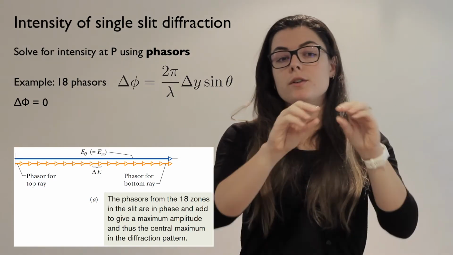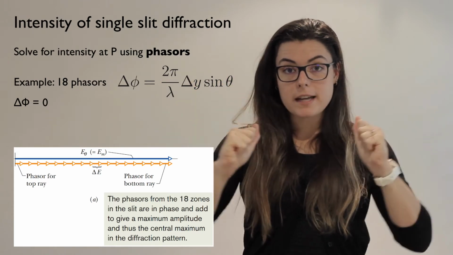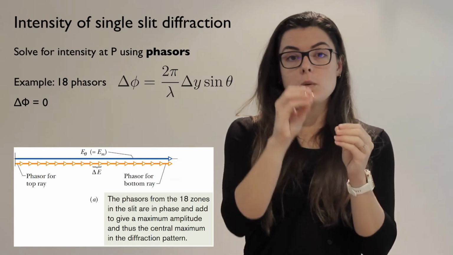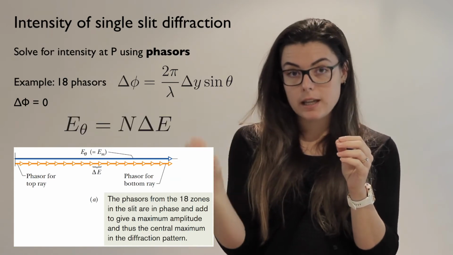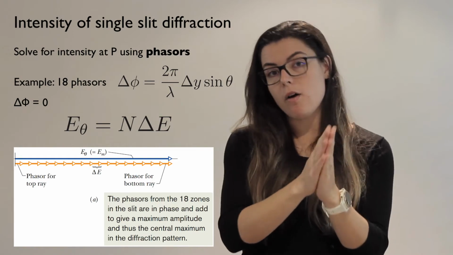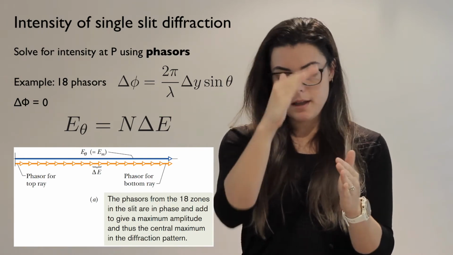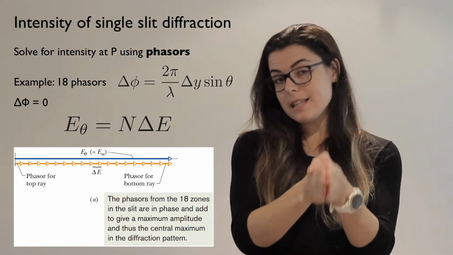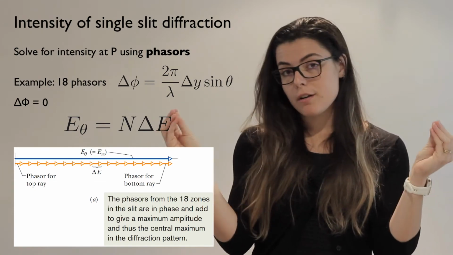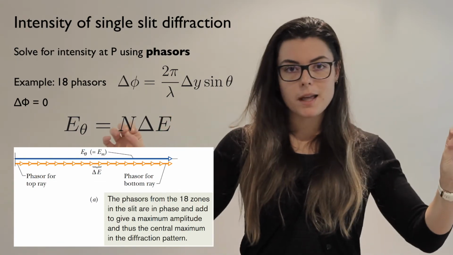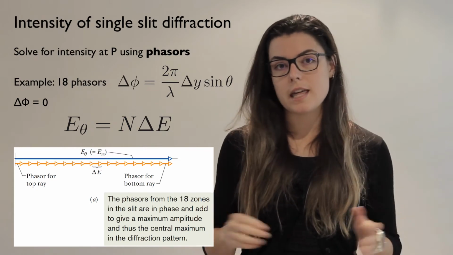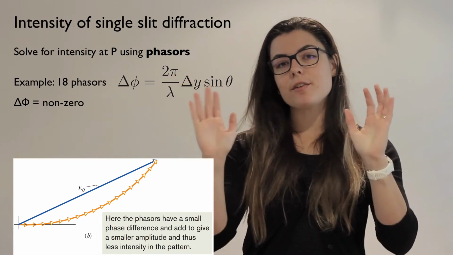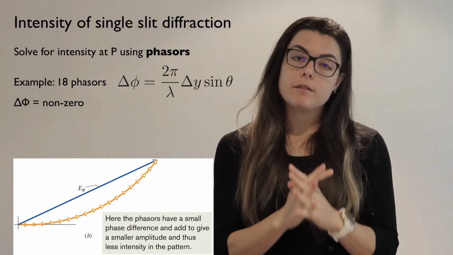Therefore, the amplitude of our resultant vector, E theta, at this point is going to be at a maximum. It's going to equal N multiplied by delta E, N here being the number of zones that we've broken our single slit up into. So for example, here, it's going to be 18. So in this example, the magnitude of our maximum electric field vector, or the E theta, is going to be 18 delta E.